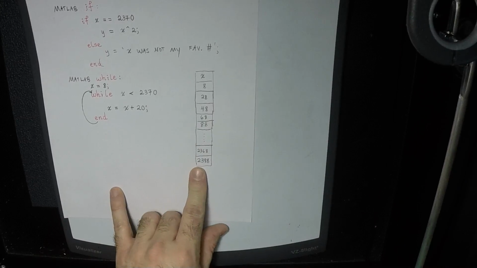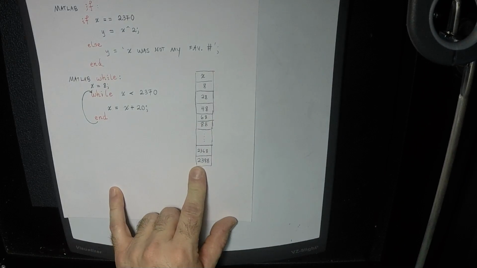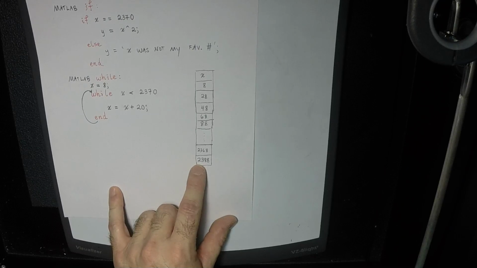Then you go back to the top and evaluate the predicate one more time and ask, is it the case that the current value of x is less than 2370? MATLAB does a lookup. It says, oh, the current value of x is 2388. Is it the case that 2388 is less than 2370? No, it is not the case. So you exit.